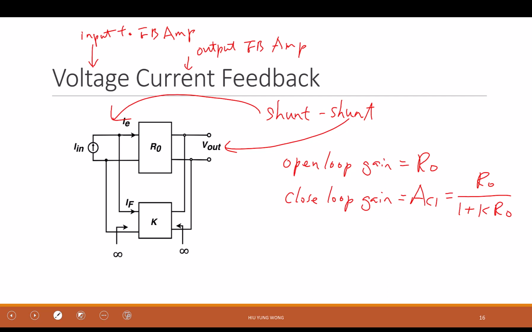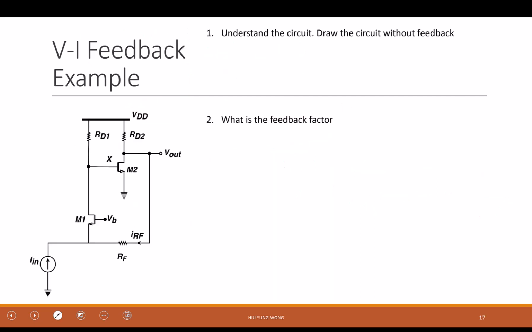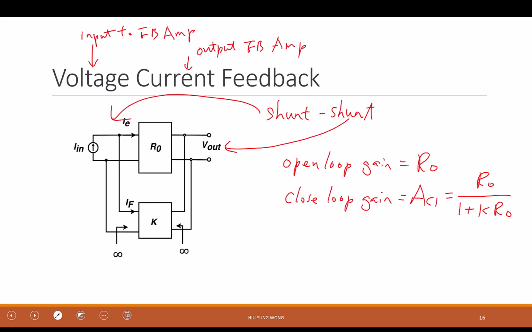And then the feedback factor is clear. So this one is going to take a long time, so maybe I will stop here today, and then I'll continue on Wednesday. Any questions?